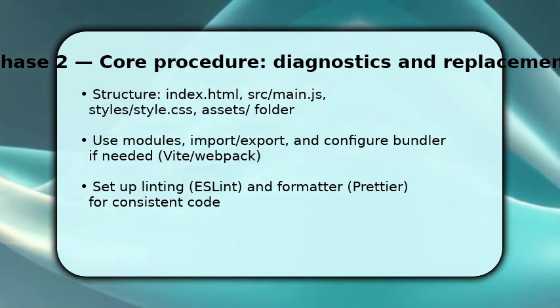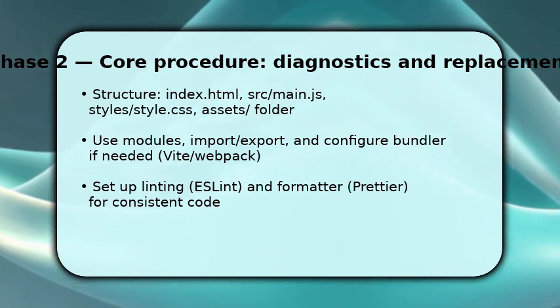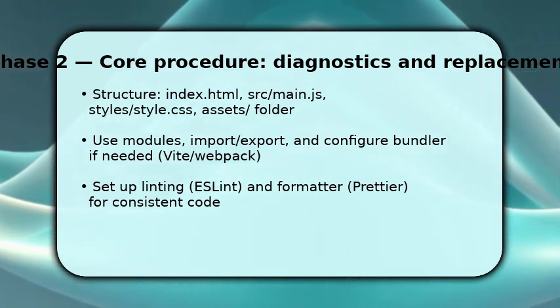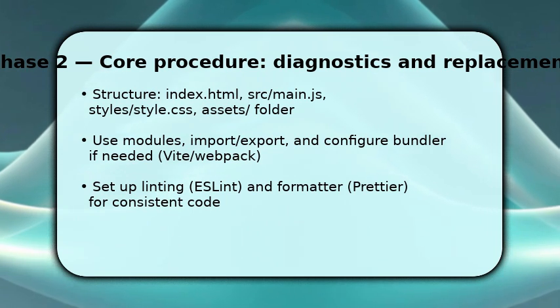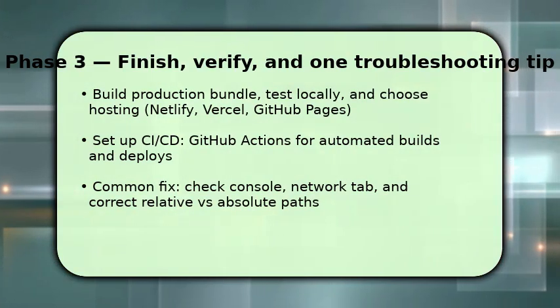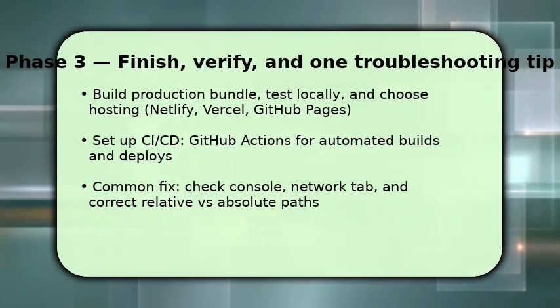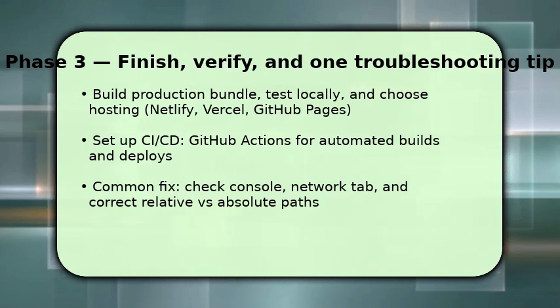Also add ESLint and Prettier and run them in VS Code. This prevents bugs early and enforces consistent style across files. You complete the workflow by creating a production build with your bundler and testing it locally to catch issues.